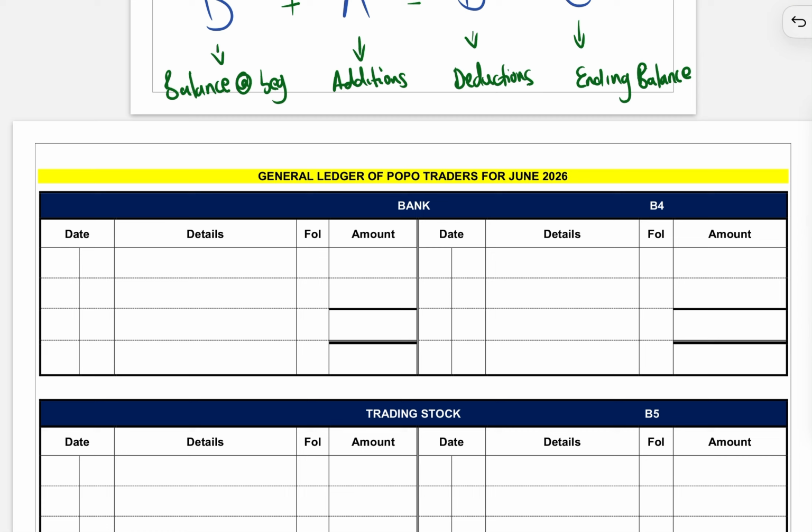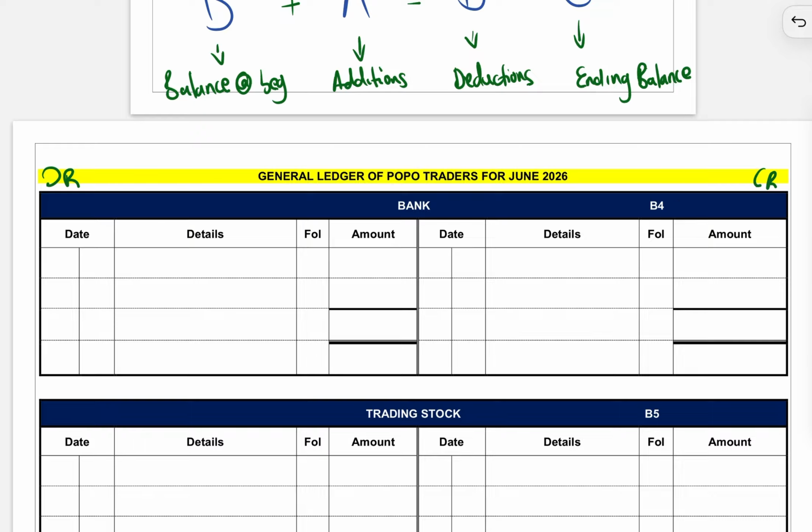Remember, a T account has two sides, the debit side as well as the credit side. But also what I tell most learners is that before you start a T account or any other ledger, make sure that you label your account. What do I mean? Categorize your account. Show where it is increasing and show where it is decreasing.